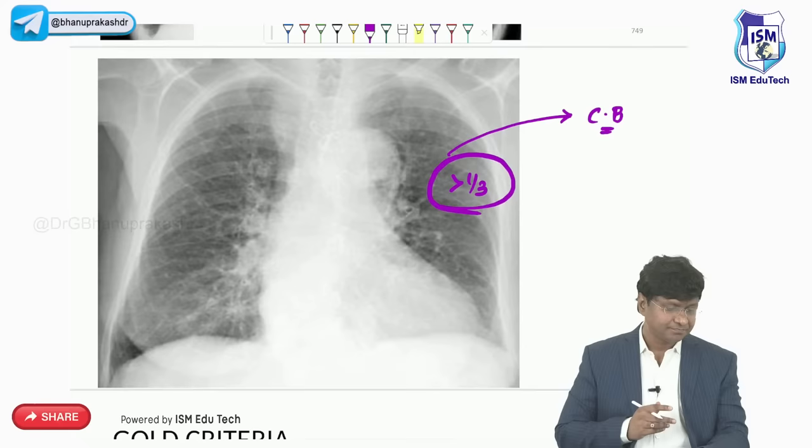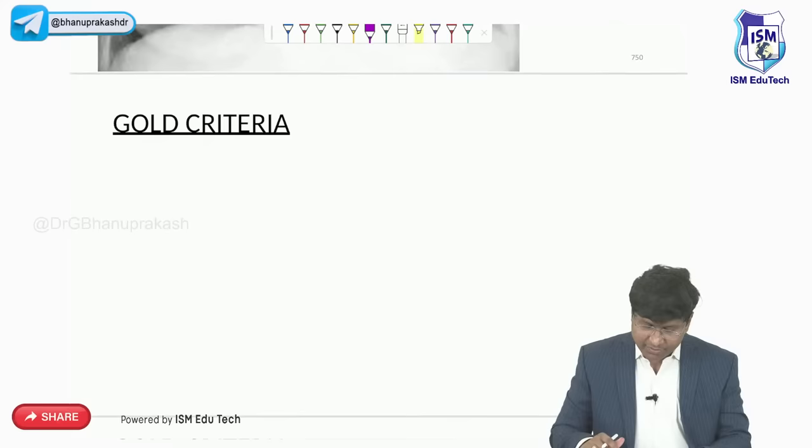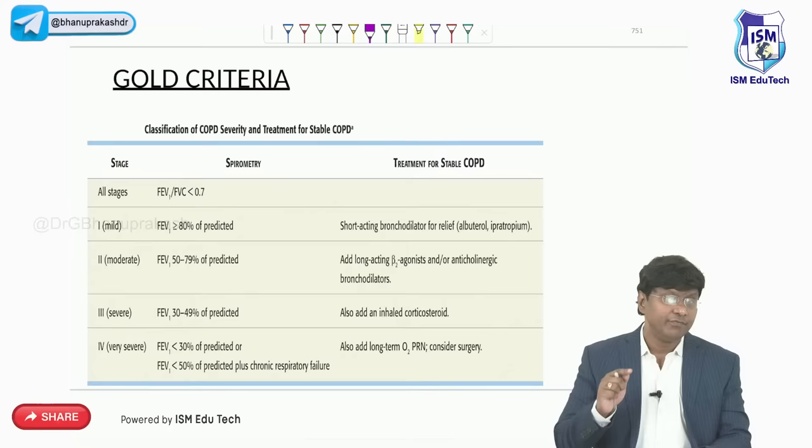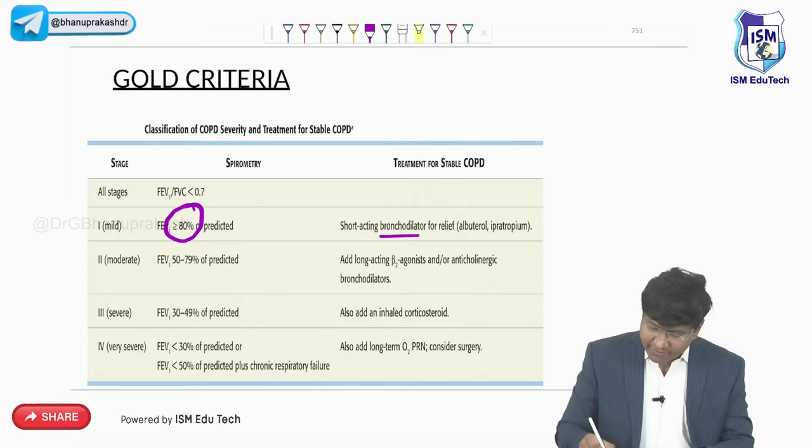And as I already have said, what is the name of the criteria in case of COPD? That is the GOLD criteria, the Global Initiative for Obstructive Lung Disease. So depending upon the FEV1, we give the treatment. When do we call mild COPD? When your FEV1 percentage is more than 80%, we give only a short acting beta agonist.